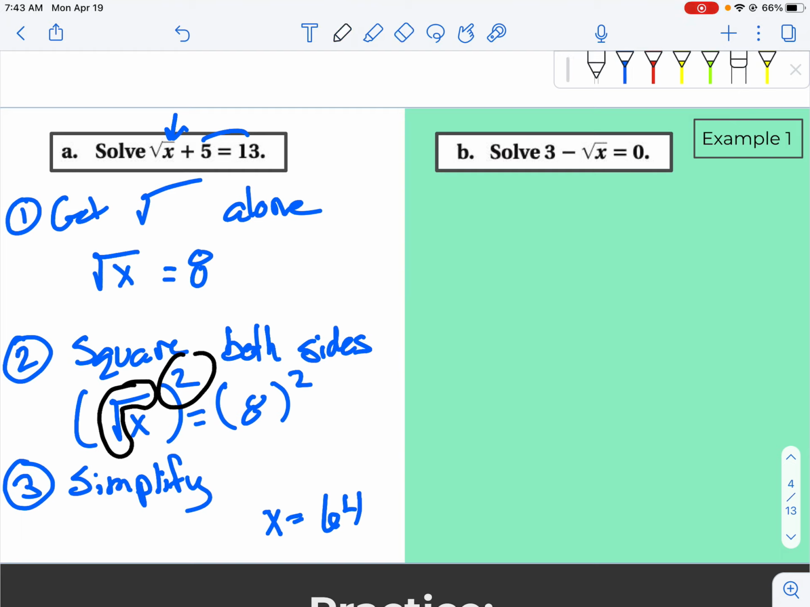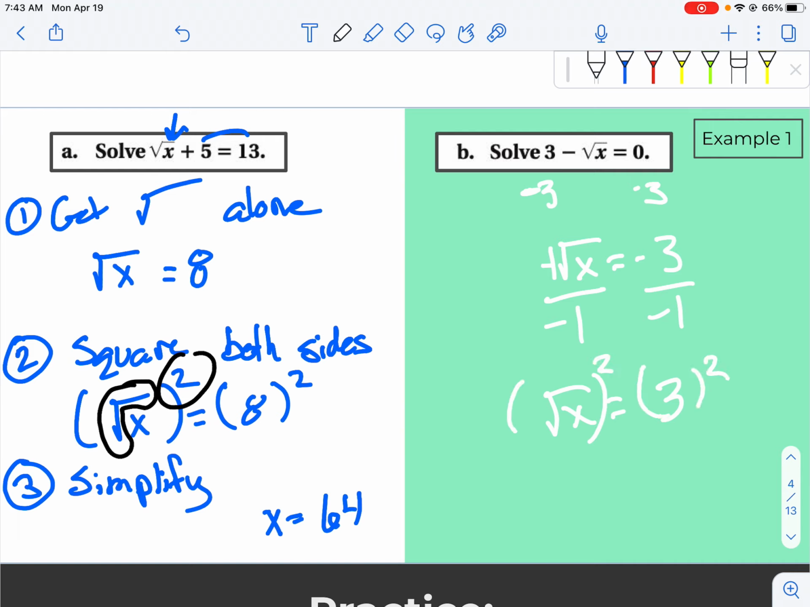Let's look at this other example. First, we need to get the square root alone. So that means we have a positive 3. We need to subtract 3. So we have negative square root of x equals negative 3. Now we have the negative in front, so we need to divide, technically it's negative 1, so we'll divide each side by negative 1. So square root of x equals 3. Now we need to square both sides and simplify. 3 squared gives me 9.